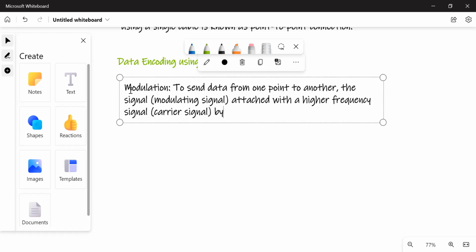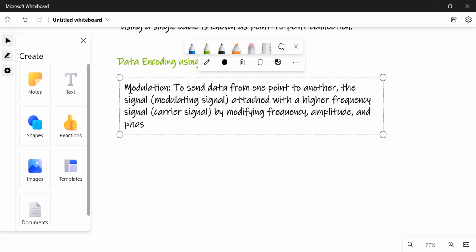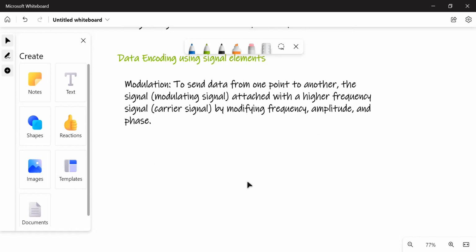Now, how do you do this? By using frequency, amplitude, and phase. Let's see how we are going to do this. By modifying frequency, amplitude, and phase. Right. And that is exactly what we are going to do next.